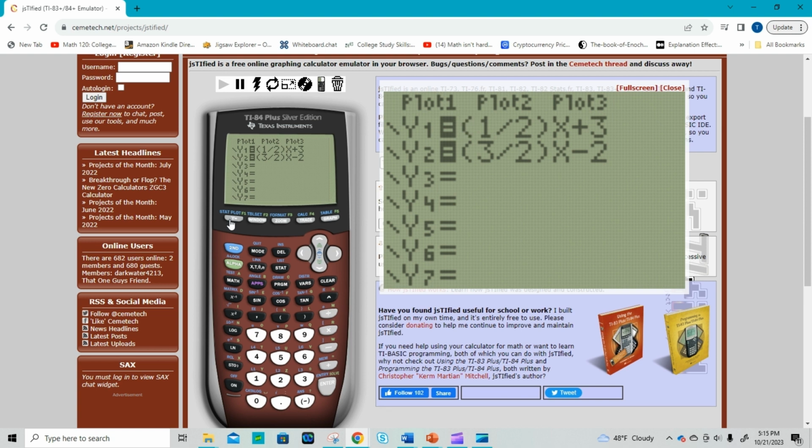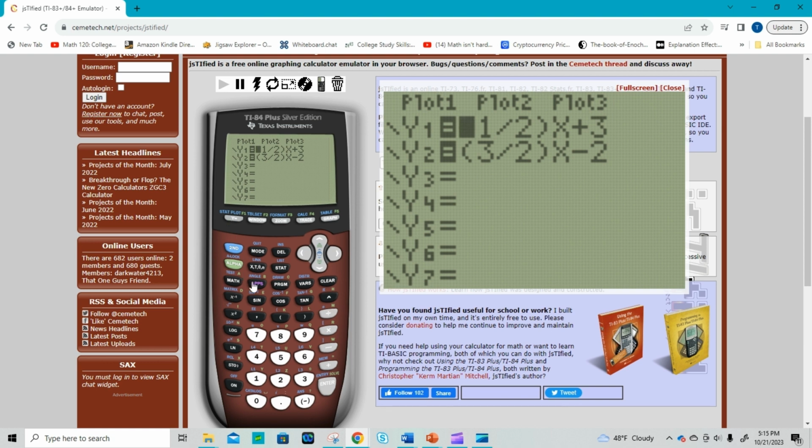So I have parentheses 1/2, close my parentheses, x plus 3. And then for my y2, I have parentheses 3 divided by 2, close my parentheses, x minus 2. So none of that is surprising or strange to type in.